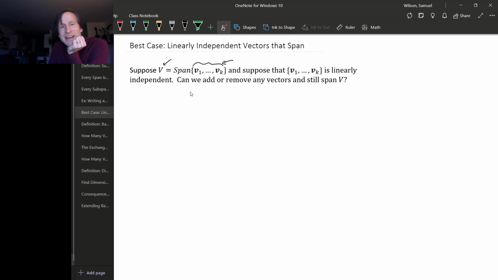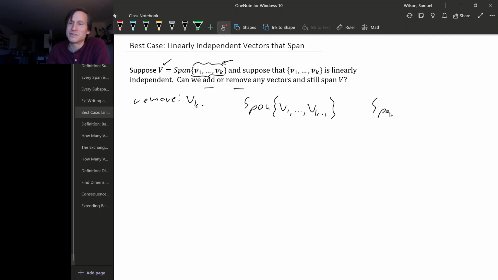Another way to look at it is we can ask, if we have a linearly independent collection in our spanning set here, could we add or remove any vectors and still span V? Well, suppose we removed a vector, say v sub k. After we remove v sub k, what we're left with is the span of v sub 1 up to v sub k minus 1. What we started with was the span of v sub 1 up through v sub k. And what we're really asking is, is it possible that removing a vector doesn't change the span? So is it possible that these are equal?